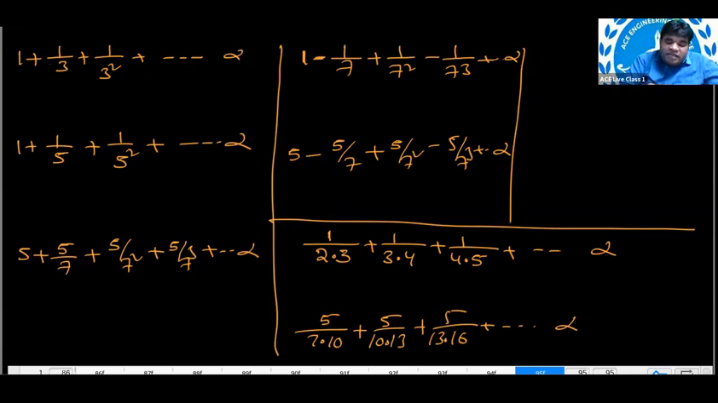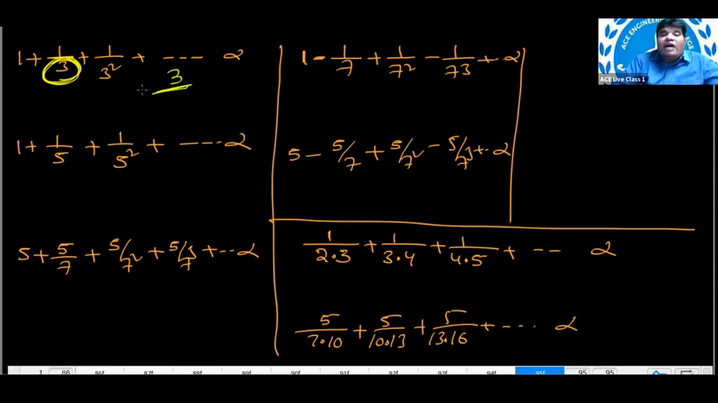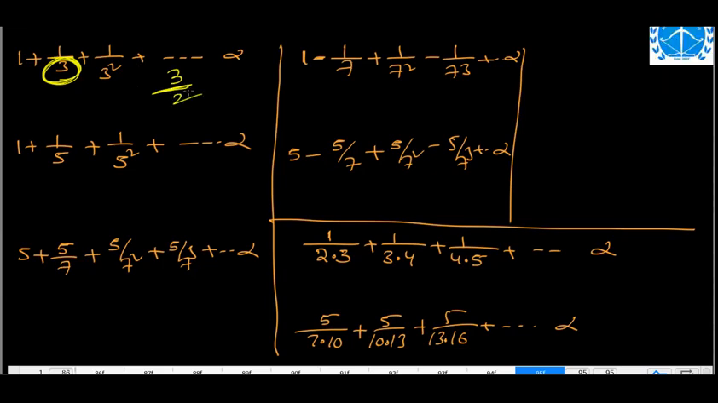Here, what is the denominator value, Girija? 3, sir. That denominator value is put in the numerator. After that, subtract one, and the result is put in the denominator. What is the answer then? 3 by 2. Say the next one's answer.